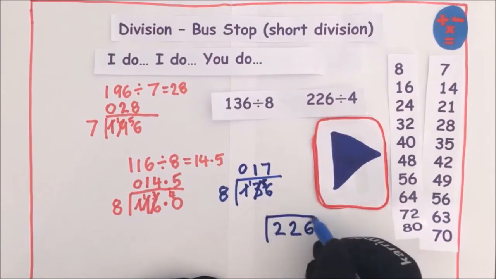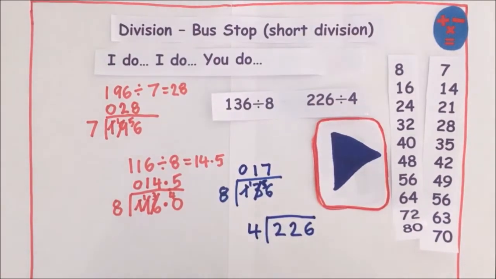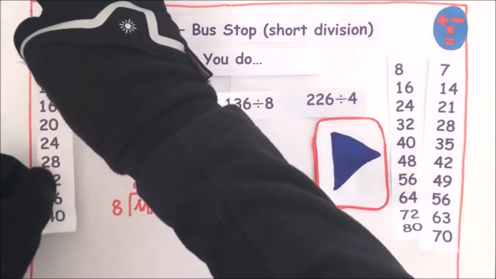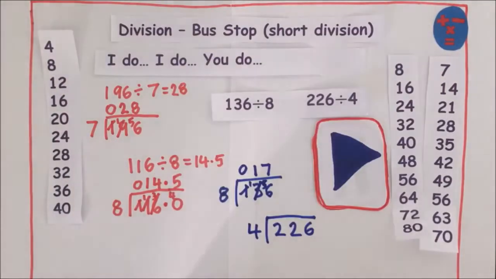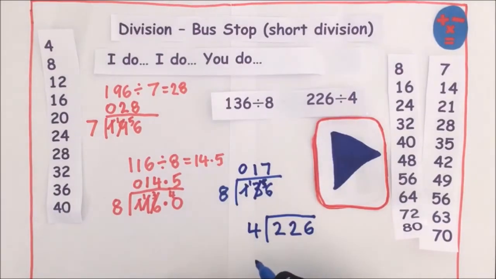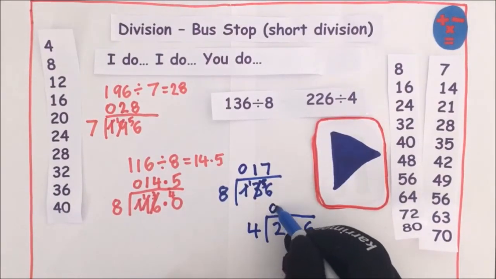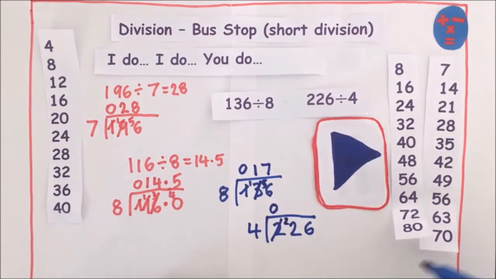226, and we're going to divide that by 4. Okay, now, most of you will know your 4 times tables, but it doesn't hurt to just have a think about it. I'm going to think about mine over here. There's my 4 times tables. How many times does 4 go into 2? It doesn't. So I'll put a 0 there. I'll carry that 2 into the next column. That's now a 22.